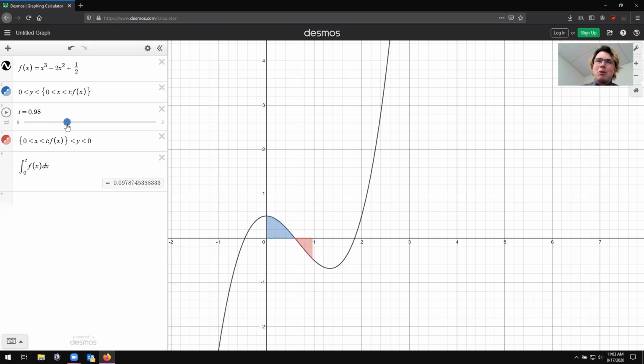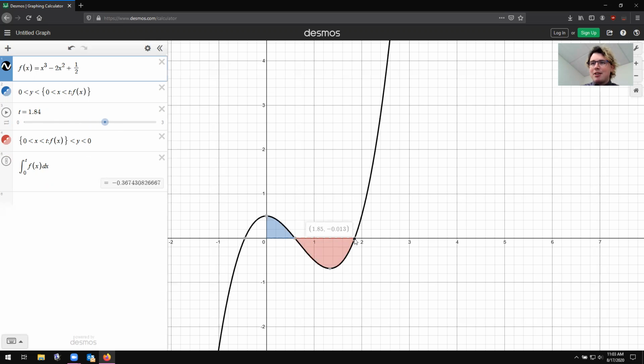I pick up some more negative area, and now that value of the integral gets smaller. So now I'm at actually minus some very small number. Now that number is growing in magnitude, but it is still negative, so this is still decreasing.